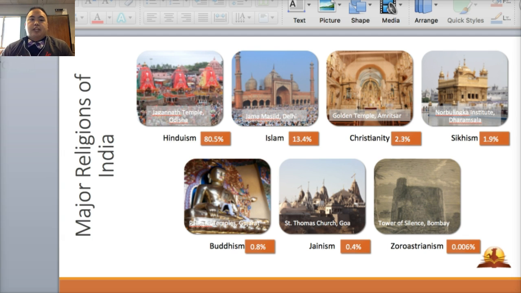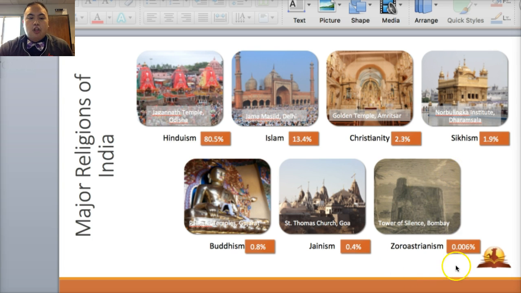Then they talk about the major religions of India, just so that you know you can be tested on. It is possible that you'll have a question on the exact percentages of the religions in India. You can memorize it, or you could try to guess. You should know that the religion that is most common in India is Hinduism, and that's 80.5%, followed by Islam, which we'll talk about very briefly, Christianity, 2.3%, Sikhism, 1.9%, Buddhism, 0.8%, Jainism, 0.4%, and Zoroastrianism, which is 0.006%. These are followed by what they call Parsis, P-A-R-S-I-S.